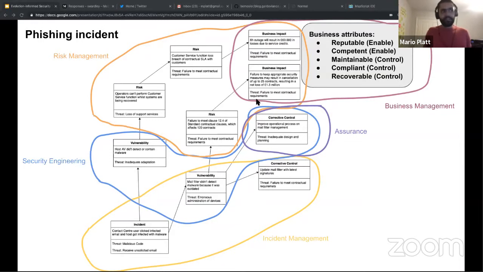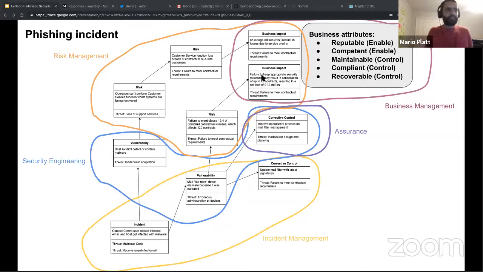And again, you still have the risk of potentially one of your customers taking litigation against you, because when you published your root cause analysis, they saw that you didn't have an up-to-date mail filter, and they can come after you because you weren't meeting the contractual requirements.